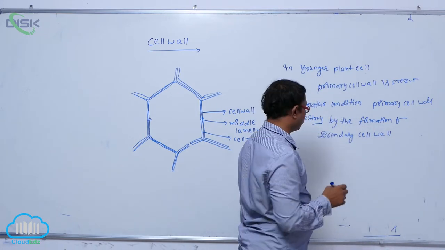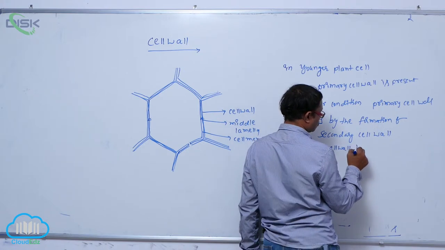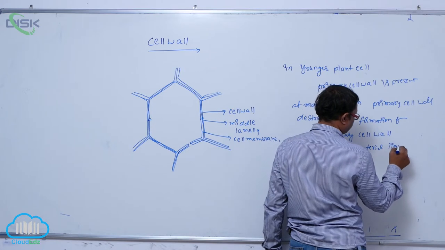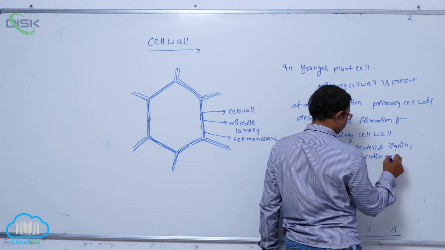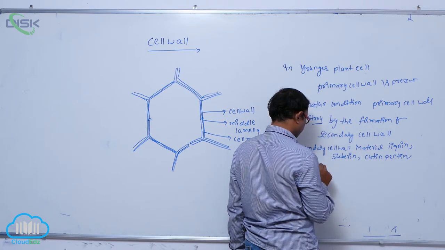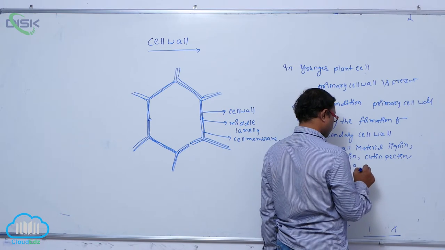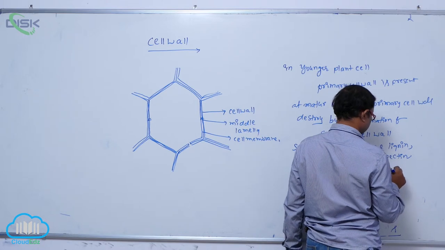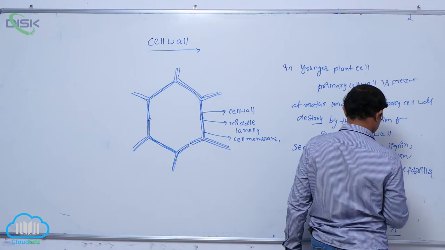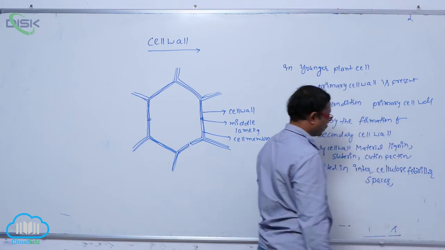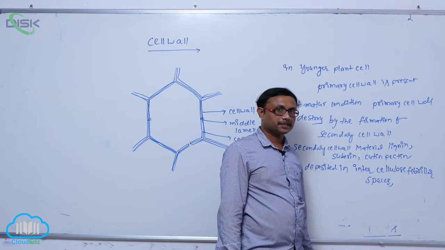So secondary cell wall material, lignin, suberin, cutin and pectin, is deposited in primary cell wall in the intercellulose fibrillar spaces. So secondary cell wall material is accumulated in that primary cell wall of intercellulose fibrillar spaces.